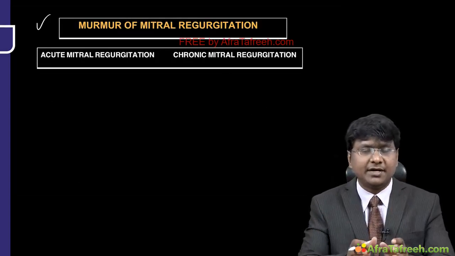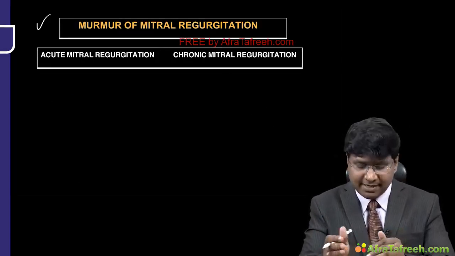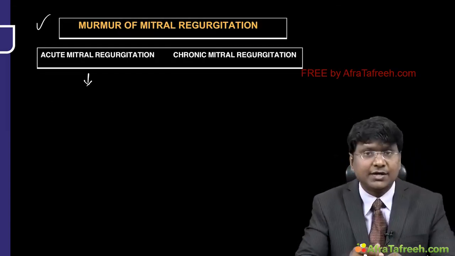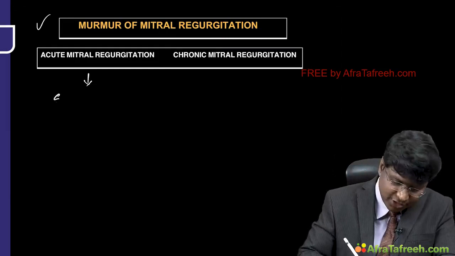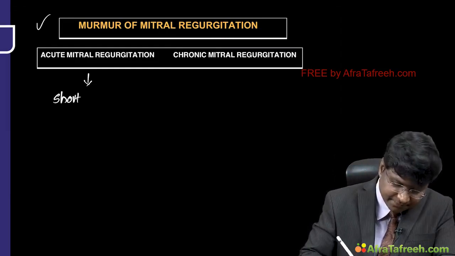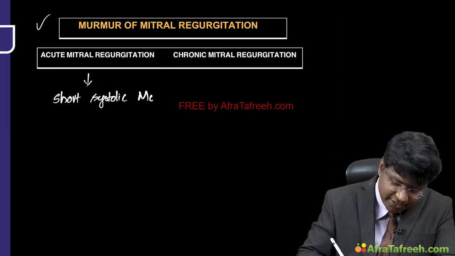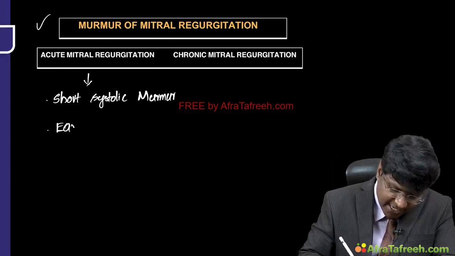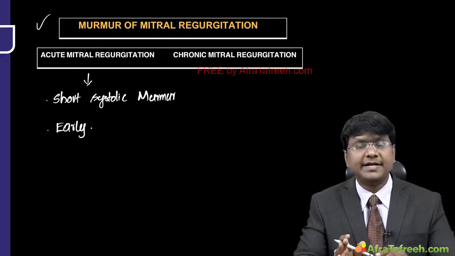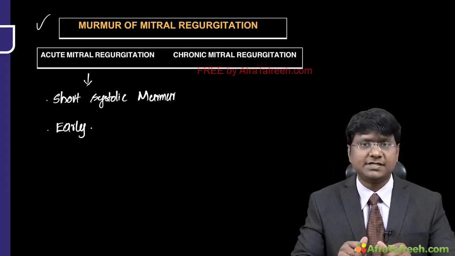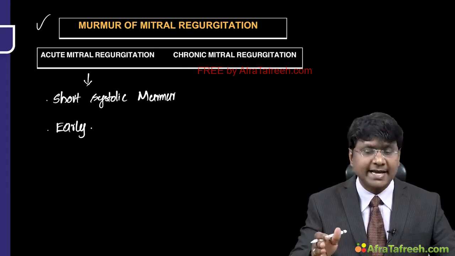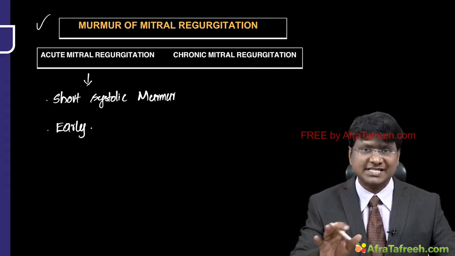So in acute MR, the duration of the murmur is not the same as what you see in case of the chronic mitral regurgitation. In case of the acute mitral regurgitation, it is a short systolic murmur, and this short systolic murmur is being heard only in the early part of the systole. Right, this murmur of the acute mitral regurgitation stops at the mid part of the systole.